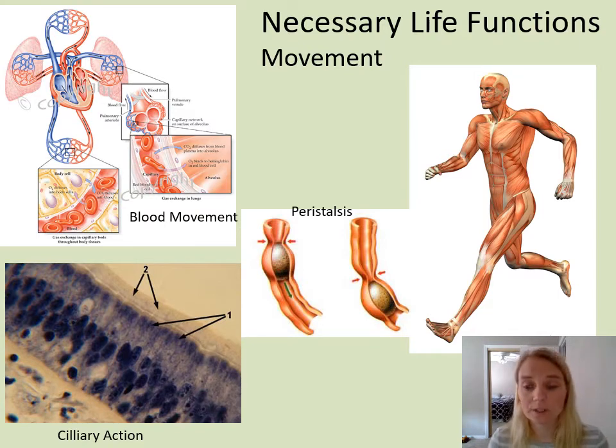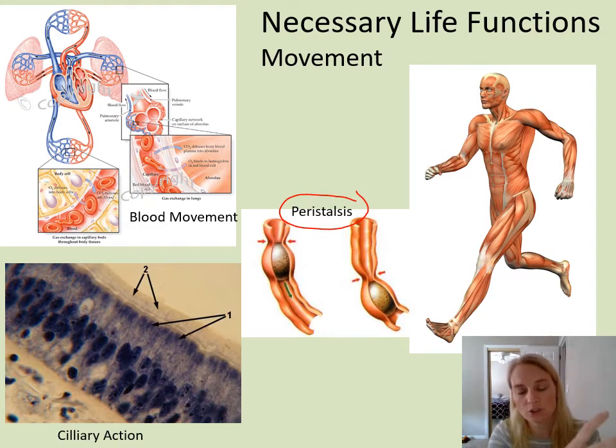So I've shown a few examples. Clearly, the muscle guy running is an obvious example of movement. This one here, peristalsis, is the muscular contraction of usually your digestive tract, but you have some peristalsis in other systems as well. It's smooth muscle through, say, your esophagus or your small intestine, and your stomach squishes your bolus of food down through your tract.